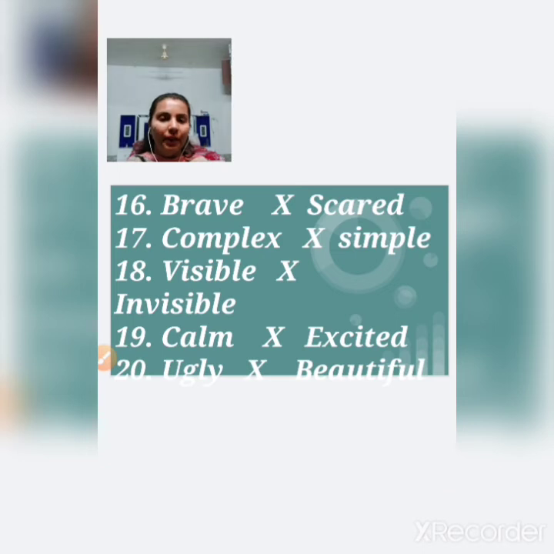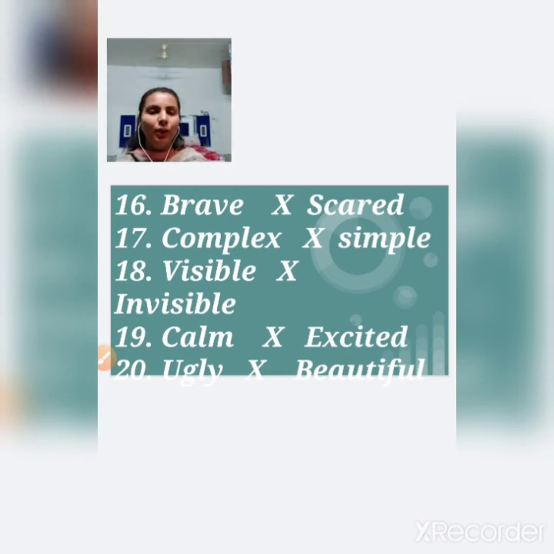V-I-S-I-B-L-E, visible. And the opposite is I-N-V-I-S-I-B-L-E, invisible. Next is C-A-L-M, calm. And the opposite is E-X-C-I-T-E-D, excited. Similarly, U-G-L-Y, ugly. And the opposite is B-E-A-U-T-I-F-U-L, beautiful. Hope with these examples you are clear with the topic opposites.